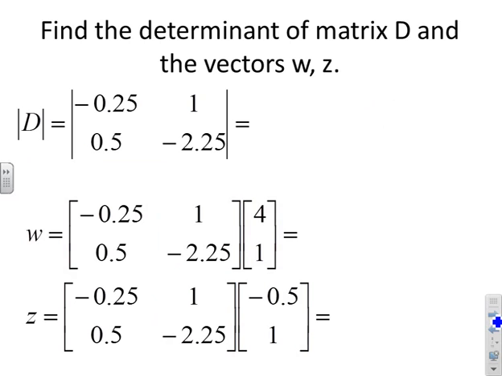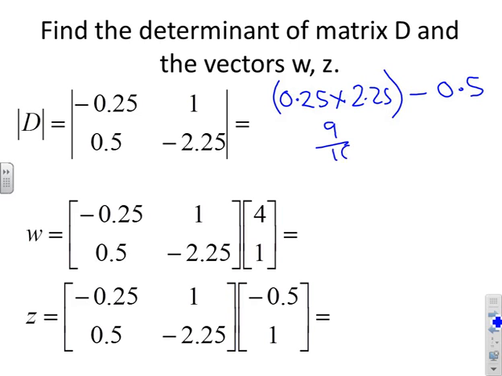Different example. D now, you can see, is minus a quarter, 1, a half, minus 2.25. So what's the determinant? So I go the product of the diagonals, so that's 0.25 times 2.25. I'd ignore the minuses because they cancel each other. Minus 0.5, that's the product of the off diagonals. Now I've given myself a hard calculation there because that's a quarter times 9 over 4. So I'm going to get 9 over 16 minus 4 over 16, which is 5 over 16. So that's the value of the determinant.